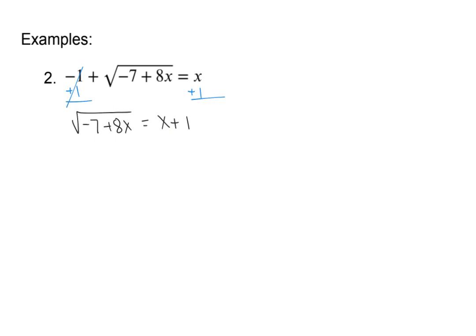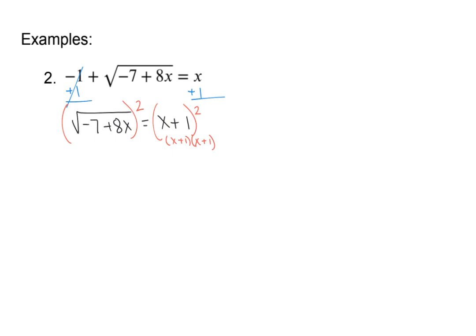Next step, we're going to get rid of the root. It is a square root, so we are going to square both sides. Now be careful, over here you've got to square that whole thing, which means we're really doing x plus 1 times itself. This is a FOIL.